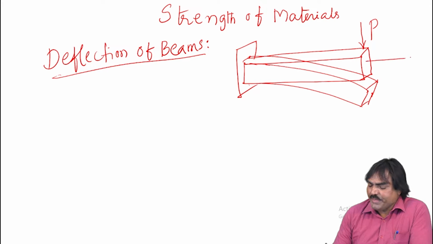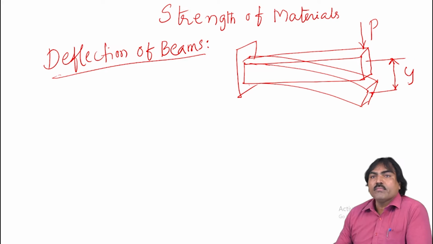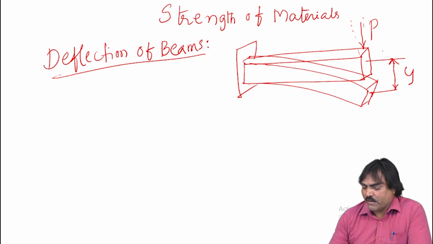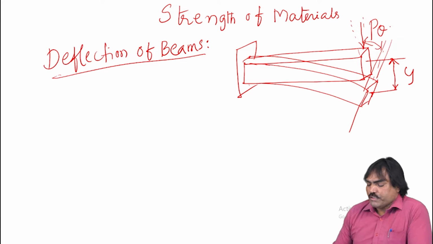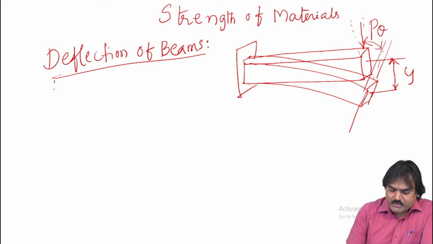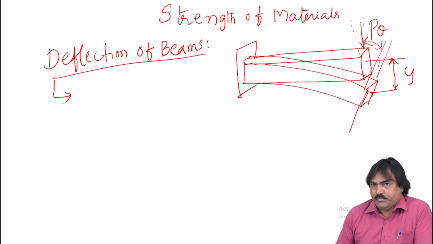Now, from the axis of the beam, these vertical layers are undergoing displacement in the direction of loading. The displacement in the direction of load is called deflection. At the same time, these cross sections which are vertical before loading are undergoing some rotation with respect to the initial position after loading. That rotation is called slope of the beam. So the deflection is defined as the displacement in the direction of the load.